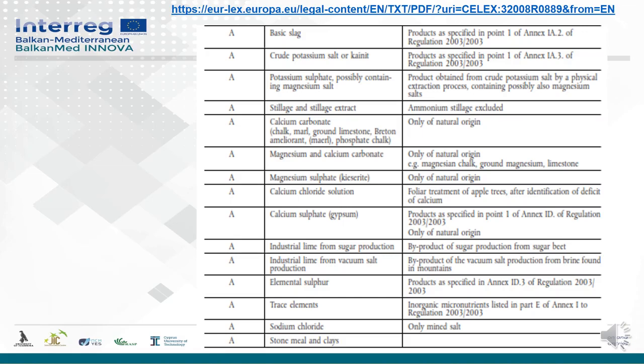Magnesium and calcium carbonate, only again of natural origin. For example, magnesium chalk, ground magnesium limestone. Magnesium sulfate, only of natural origin. Calcium chloride solution, calcium sulfate or gypsum. Industrial lime from sugar production, a byproduct of sugar production from sugar beet. Industrial lime from vacuum salt production, a byproduct of vacuum salt production from brine found in mountains.